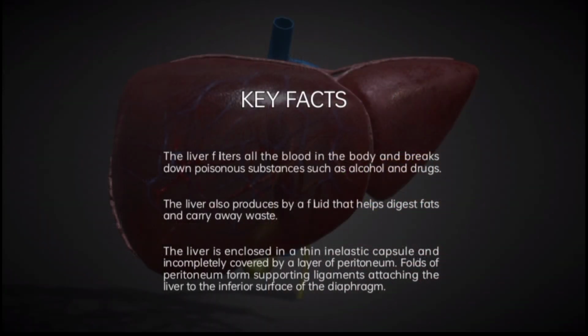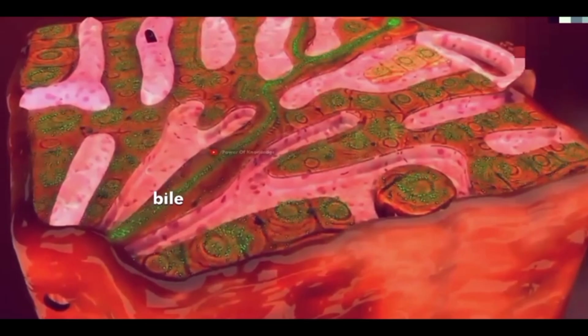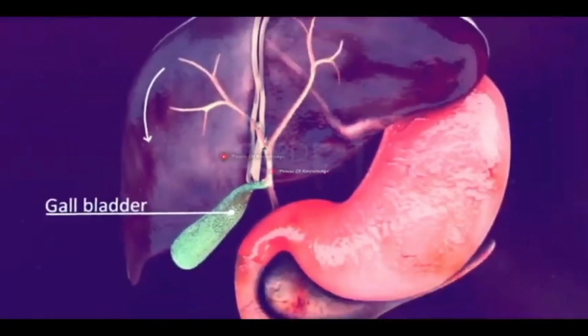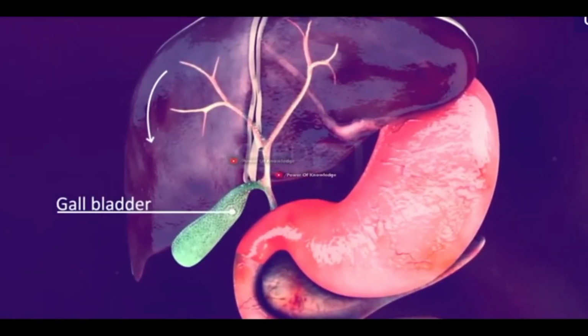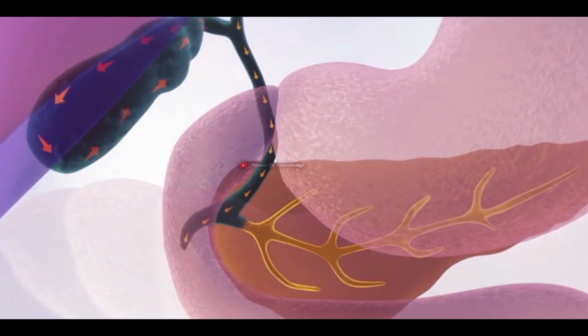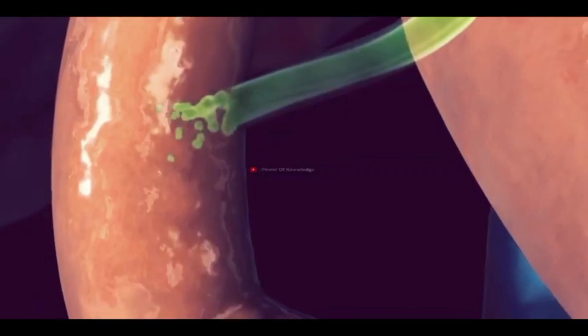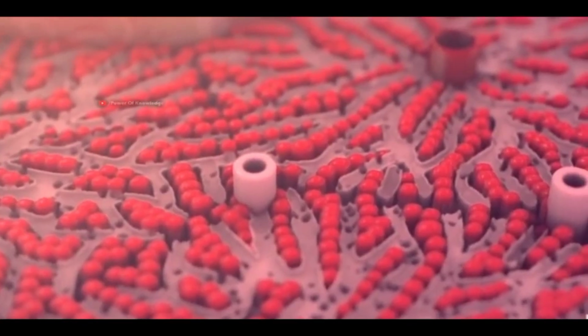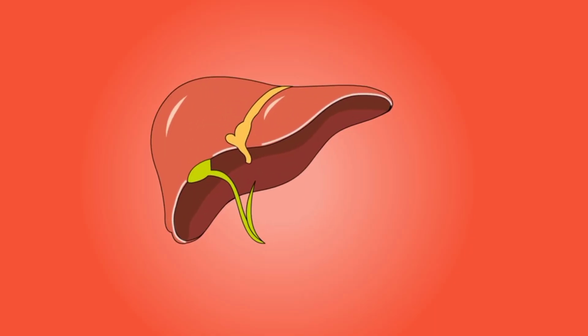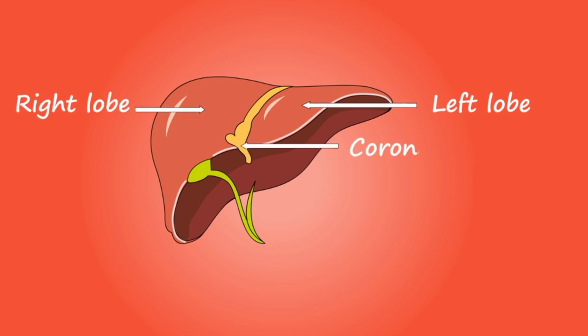Some key facts about the liver. The liver filters all the blood in the body and breaks down poisonous substances such as alcohol and drugs. The liver also produces bile, a fluid that helps digest fats and carry away waste. The liver consists of four lobes, which are each made up of eight sections and thousands of lobules, also called small lobes.